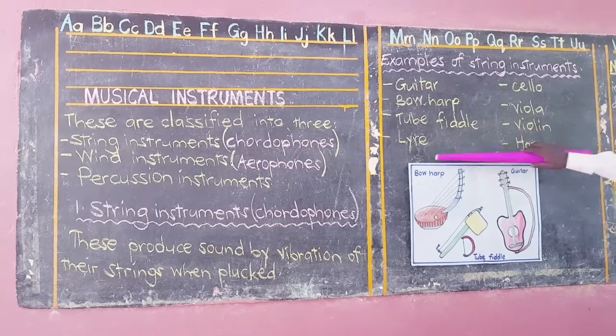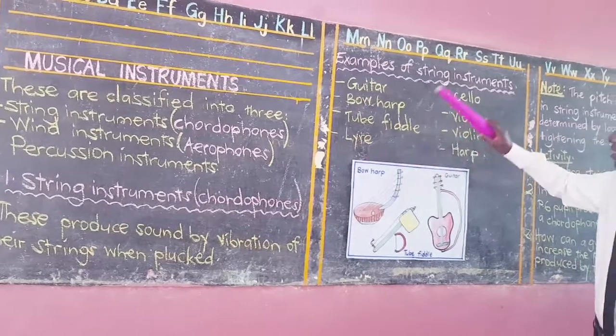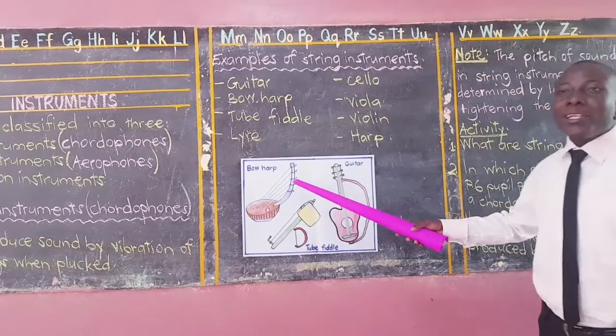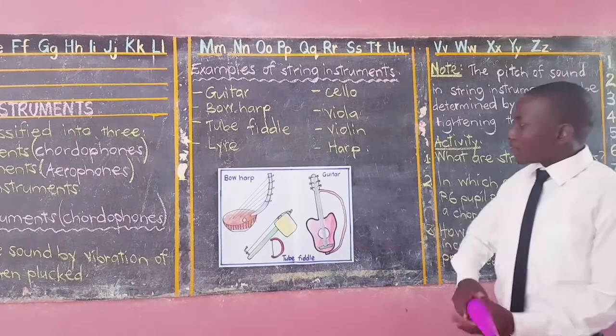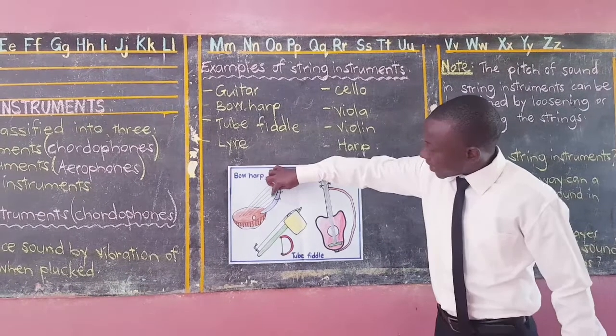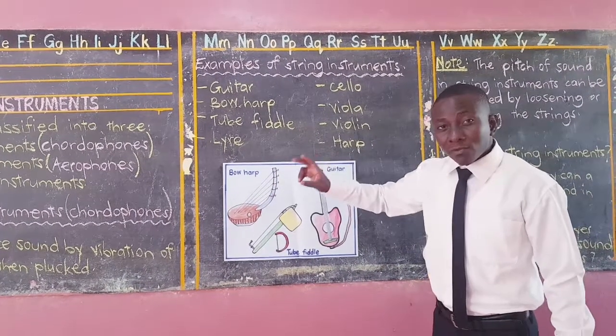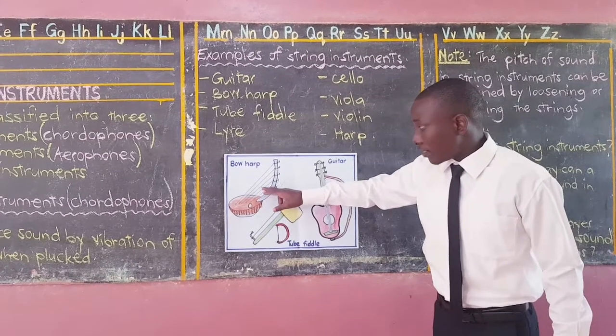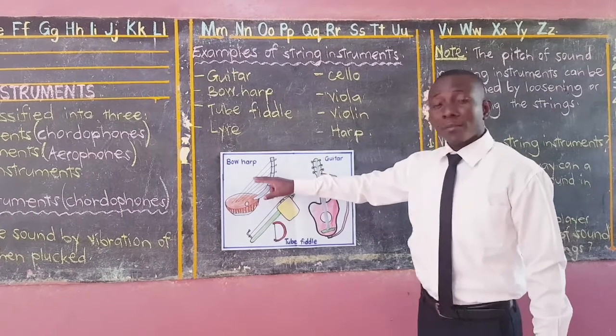Now here we have examples. We have these pictures. This one, many people call it adungu. You see the strings are there, very many of them. You just pluck at them. Each string produces a different note. This one sounds different from this one, from this one, and from the other one.